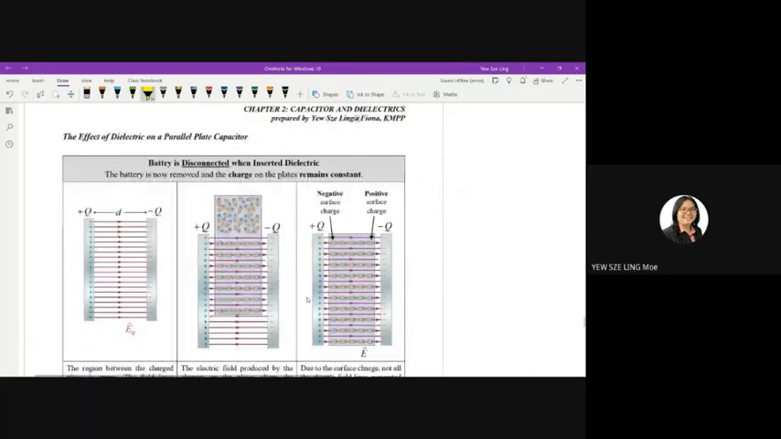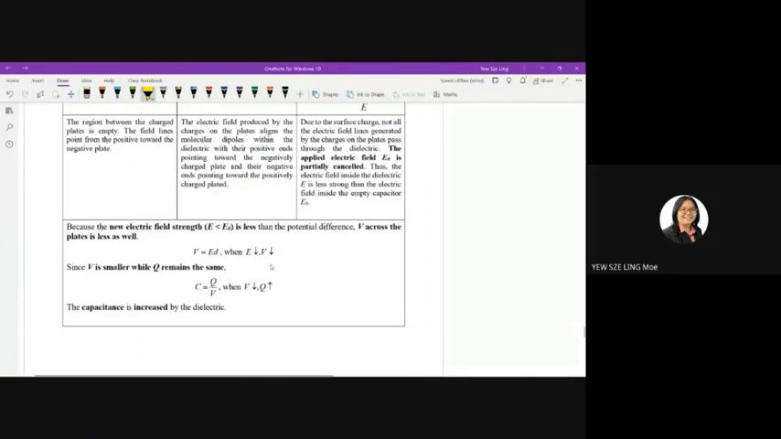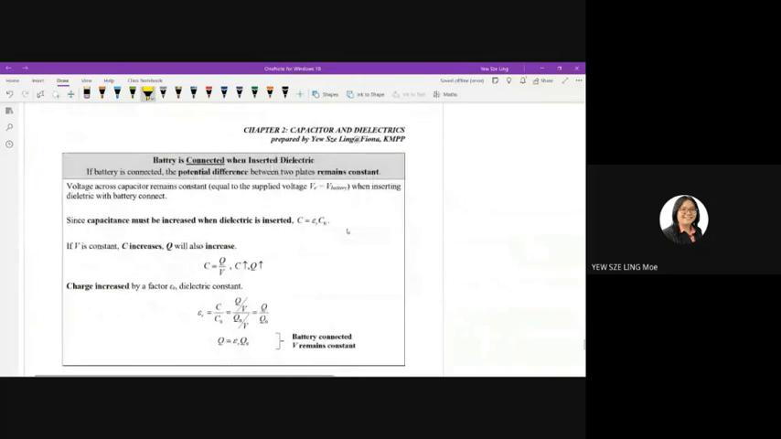The process here, I'm not going to explain it anymore; I discussed it before. Now let's see, what if the battery is connected? If the battery is connected, there is still a supplier in the circuit, so the value of Q is no longer constant. Since capacitance must increase when a dielectric is inserted, C equals epsilon R C naught, because from these equations we know that the final C, the C with dielectric, must be greater than C naught.